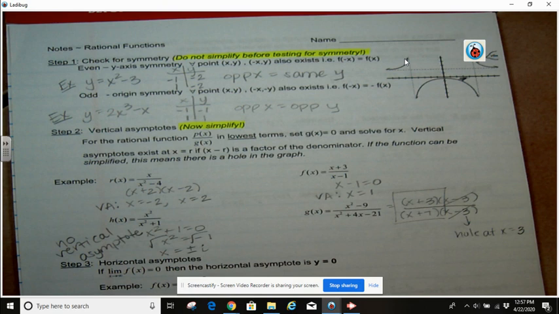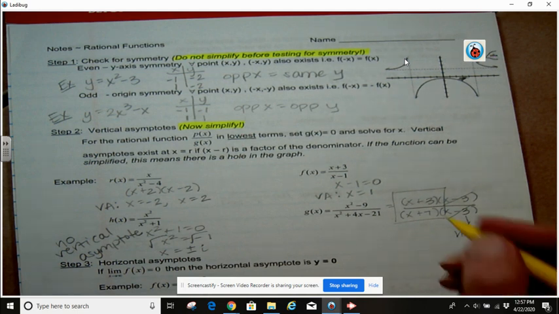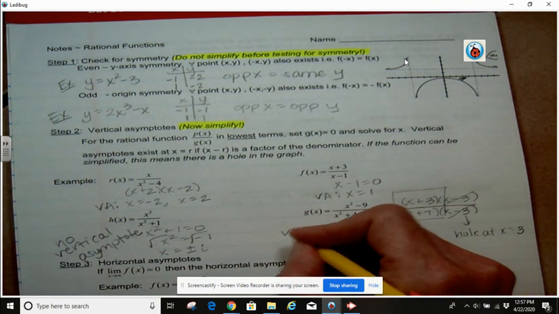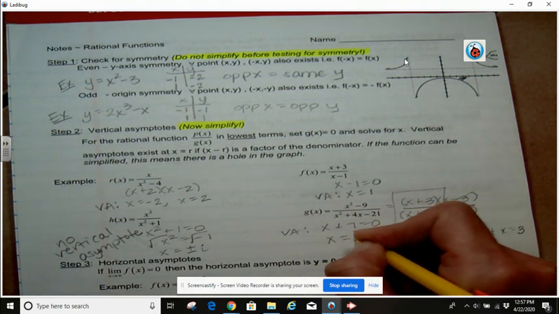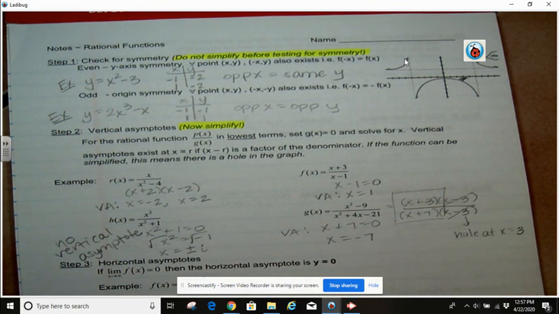We're going to use the remaining factors for the function for everything else. Okay, so we wouldn't use the reduced function for symmetry, but once we reduce it and see that there's a hole at x equals 3, we're going to use the function x plus 3 over x plus 7 for anything else, steps 2 through 6. So for our vertical asymptote, we are going to set x plus 7 equal to 0, and we get there's one at x equals -7.